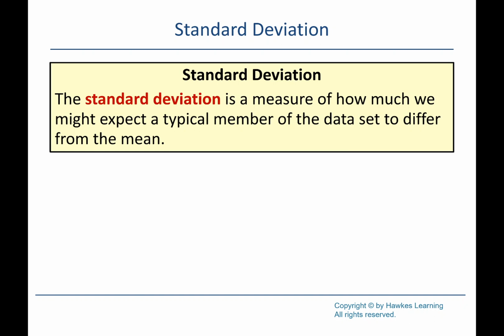If we have a large standard deviation, that would mean we would expect our data to be pretty far away from the mean. So our data would be really spread out. Or if we have a really small standard deviation, we would expect our data values to be really close to the mean. And so we would have a more compact data set. So large standard deviation is more spread out. Smaller standard deviation, it's closer to the mean.